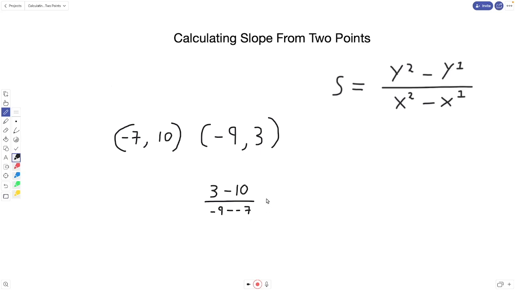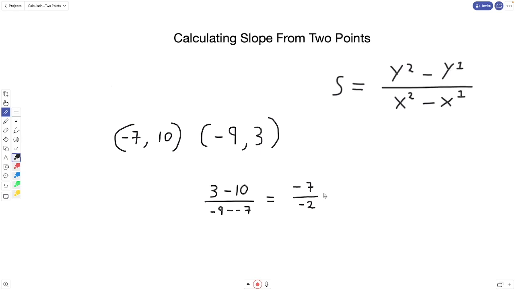Now, let's calculate this. What does this equal? So 3 minus 10 is going to give us -7. And then -9 plus 7, what is that going to give us? That's going to give us a -2. So we arrive at -2. And that's going to be our slope, -7 over -2.